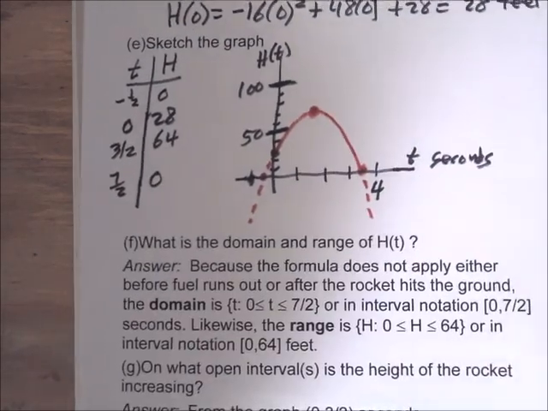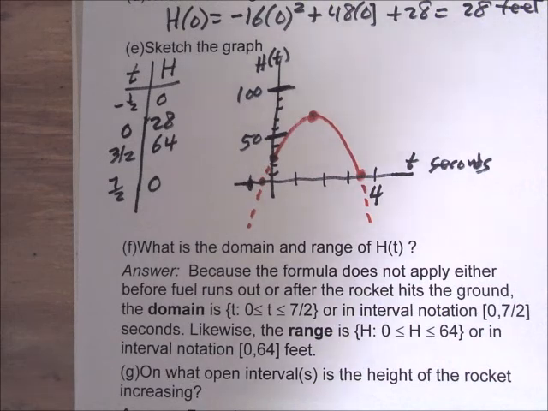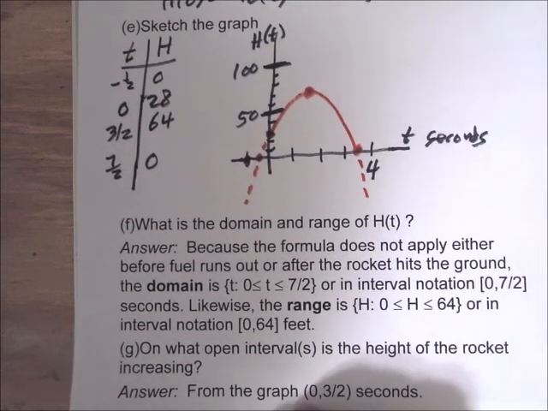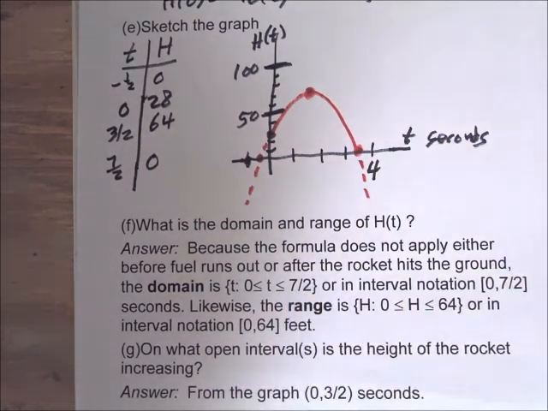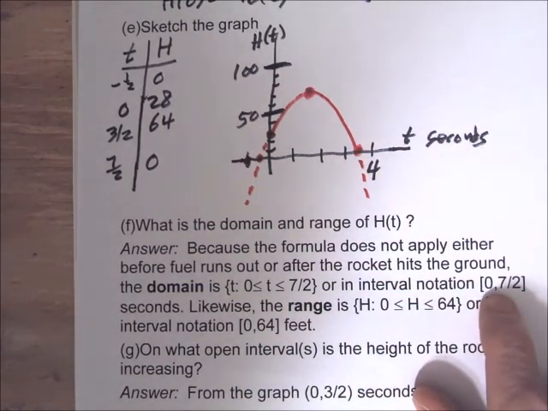So the domain, because the formula only makes sense from 0 to 7/2, would be the set of real numbers t, such that t is between 0 and 7/2. Or in interval notation, you have square brackets, 0, 7/2.